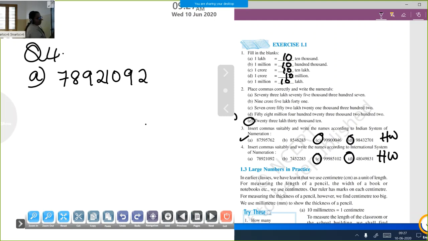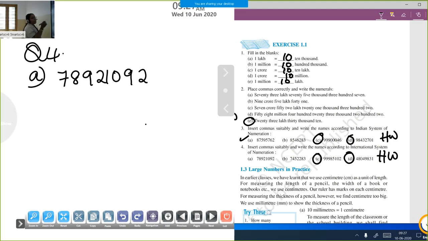78,921,092. Children, check the question. Did the teacher copy it correctly or wrong? 78,921,092. Okay, so yes, the teacher copied the number properly. Then what do we want? Insert commas suitably. We want to put commas.